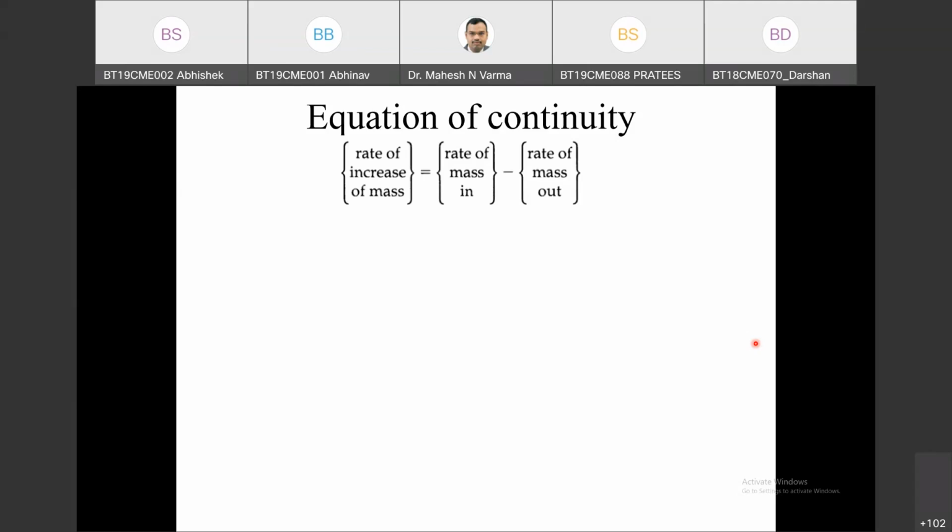How to get rate of mass coming in? Cross sectional area multiplied by the thickness and the density.